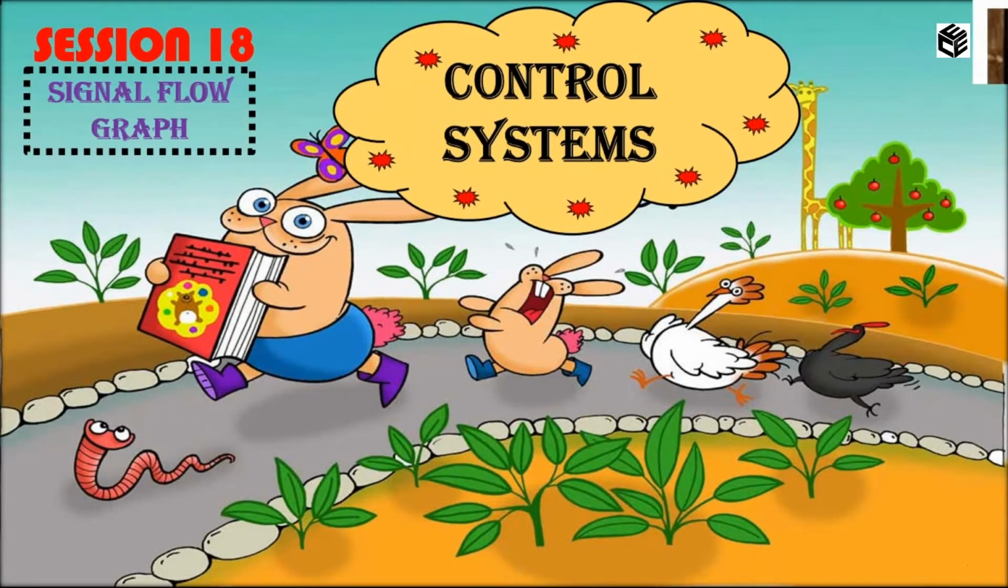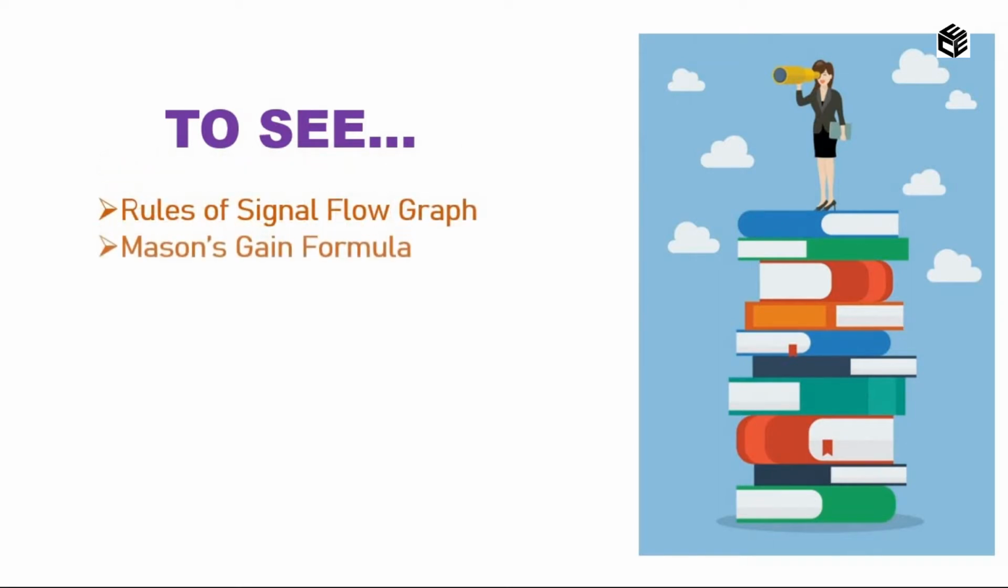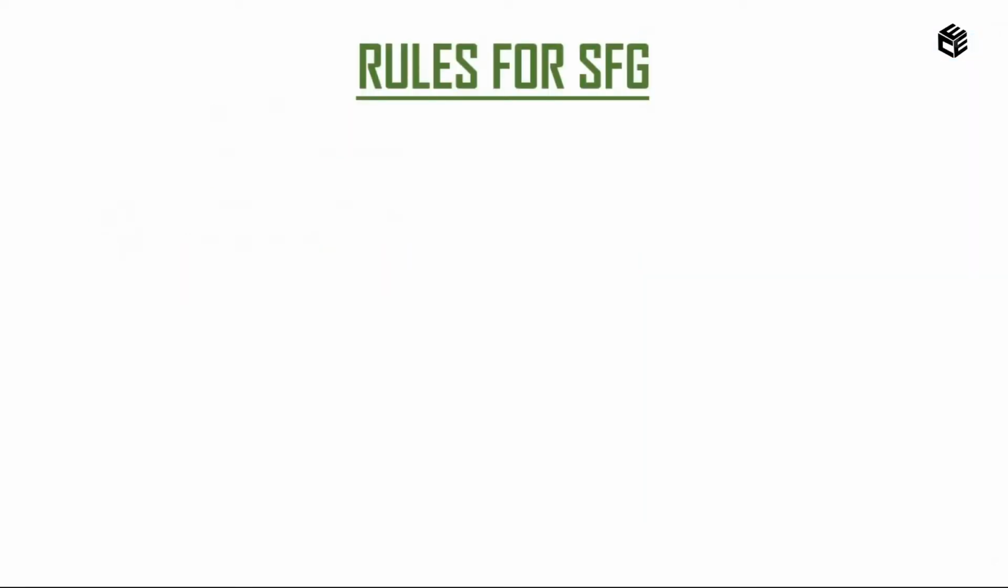I am Jasmine. In the previous session, we discussed what a signal flow graph is, what the basic elements and terms are, and how we represent them with symbols. In today's session, we are going to see the rules in signal flow graph and what Mason's gain formula is. So let's start with the topic, rules of SFG.